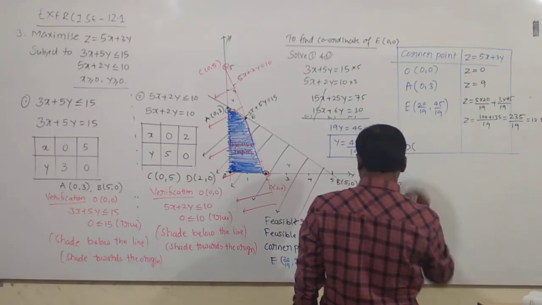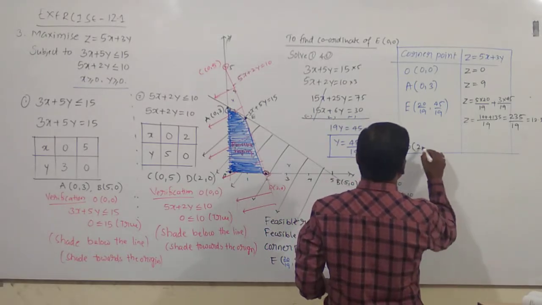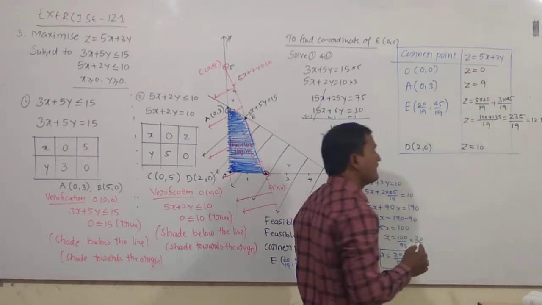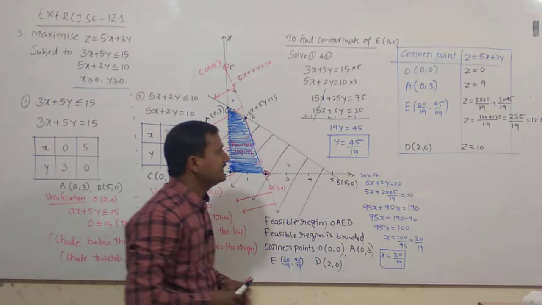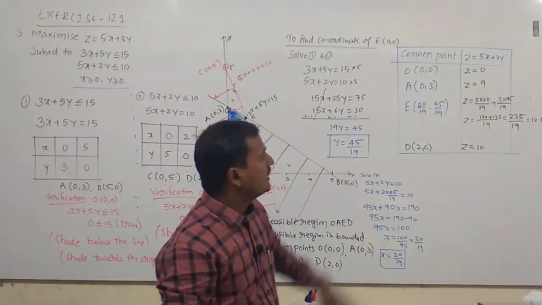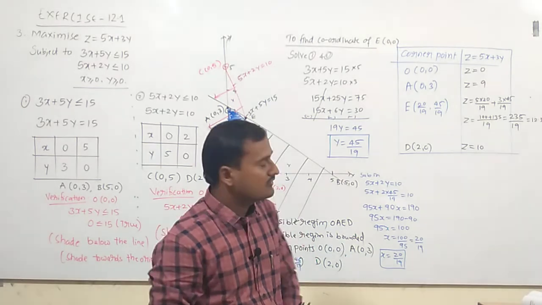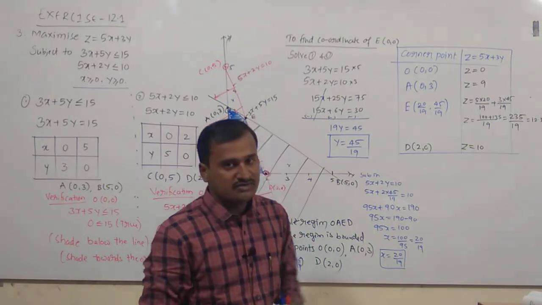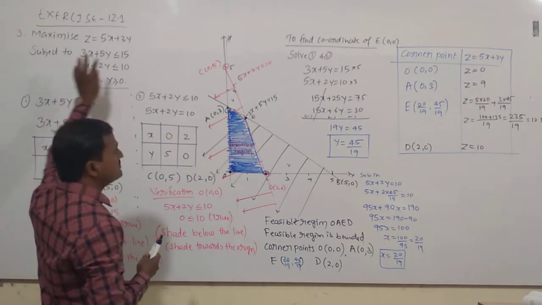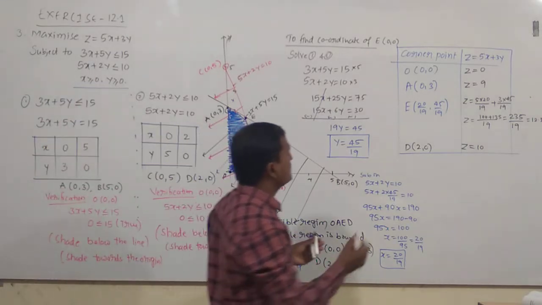What is the coordinate of D? Coordinate of D is 2 comma 0. So what is the value of z? So clearly it is 10. So here we got the values 0, 9, 10 and 12.36. Out of this, which one is maximum? So here we want the maximum of z. So clearly maximum of z is this one.